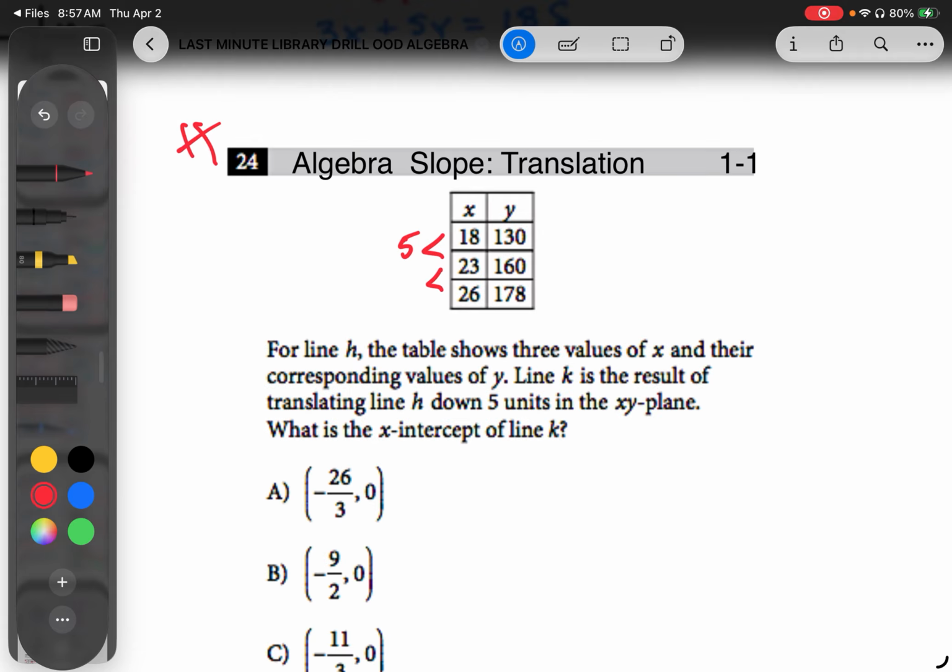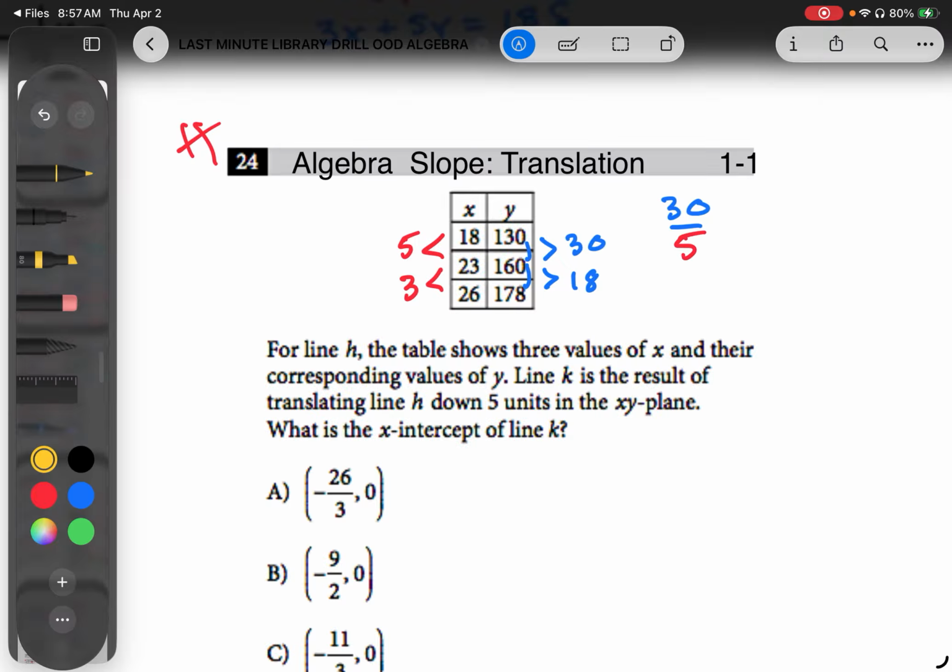The absolute value difference of 23 and 26 is just going to be 3. And then we go to the other side. What's the absolute value difference of the y? It's going to be 30. And the absolute value difference of these two is going to be 18. But notice that the 130 is increasing to 160. 160 is increasing to 178. Rise over run. The rise over run looks like it's going to be a 30 over 5.